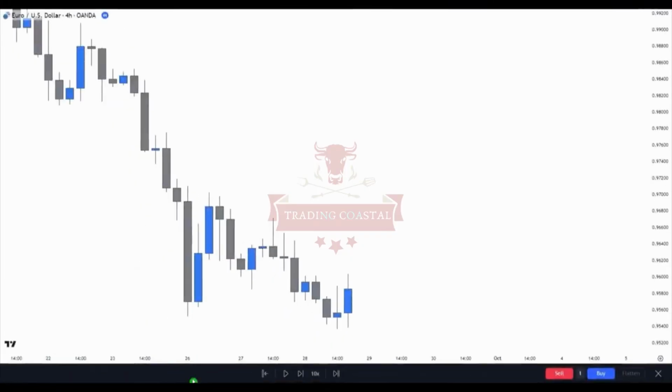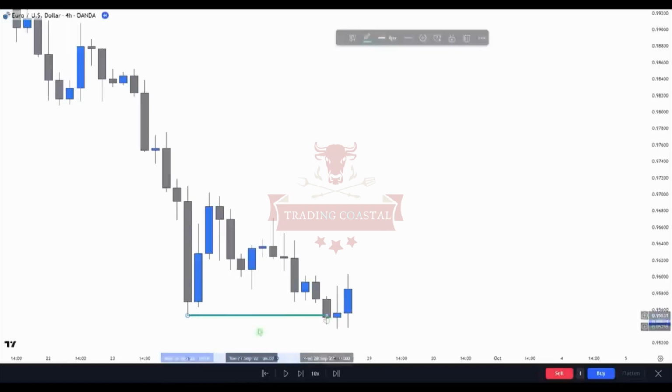Now, when we began backtesting, we randomly selected a period for the euro-dollar pair. Surprisingly, the first setups yielded a significant amount of profit. So let's walk through the chart step by step to illustrate what was going through our minds during the backtesting process. Here we have euro-dollar on the 4-hour time frame.